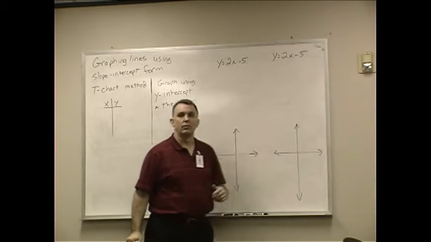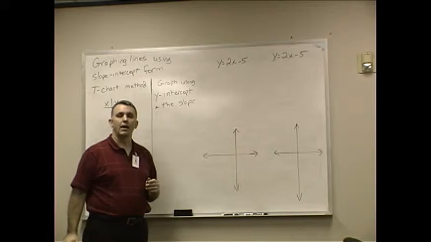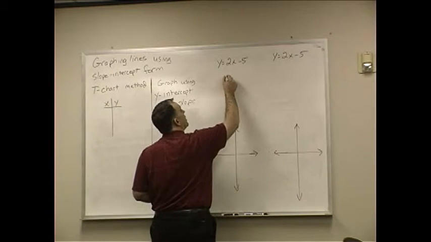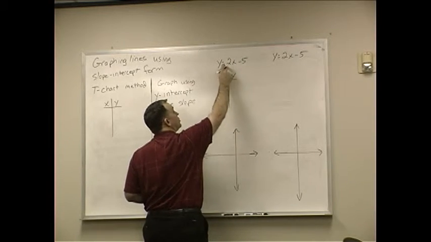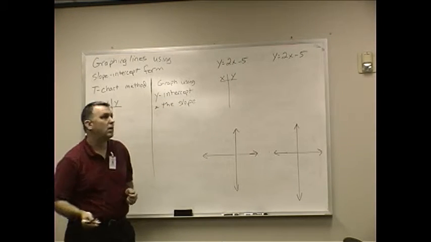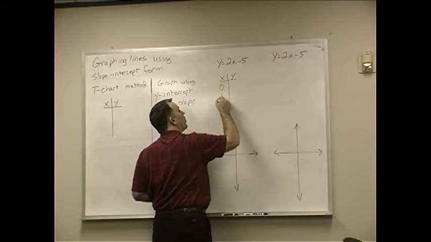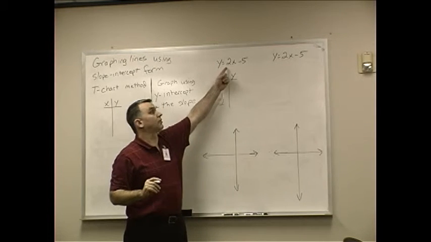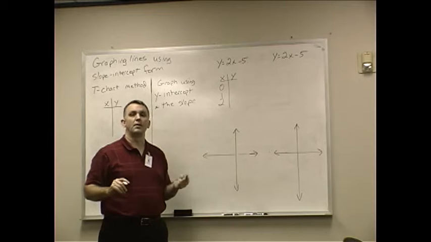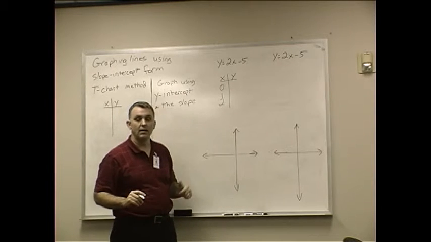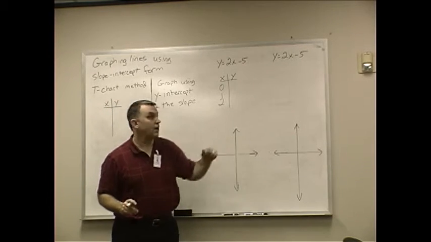The first problem is y equals 2x minus 5. I'm going to make a T-chart. We're going to do it the old way. With this T-chart, since that's not a fraction, we can just use 0, 1, and 2. If this was a fraction, we'd have to use multiples of the denominator, but it's not. And we just basically plug it in.